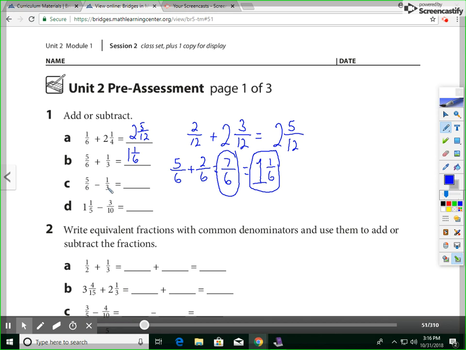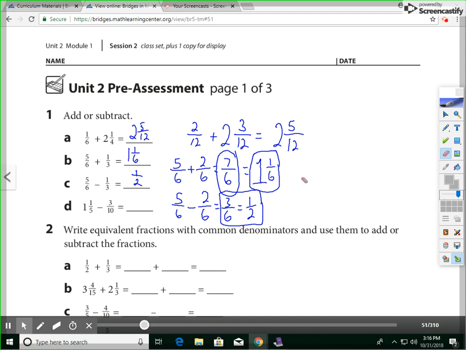Letter C switches over to subtraction. Same thing. If you look at this, it's the exact same problem. 5/6, 5/6, 1/3 and 1/3. So we can use the exact same thing here. 6 as our denominator. And that's a 5. 3 times 2. 1 times 2 is 2. But this is subtraction this time. So 5/6 minus 2/6 would equal 3/6 or 1/2. Both answers would be accepted as correct. We'll put in here 1/2.